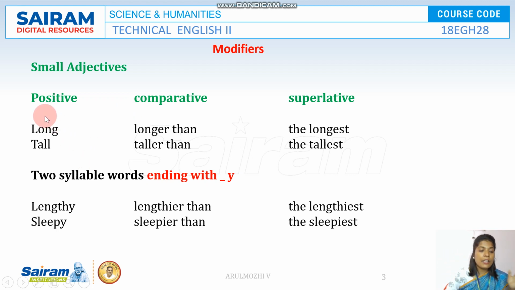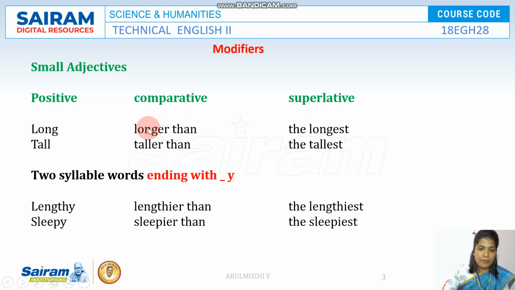So in positive degree, you merely explain. In comparative degree, you compare two groups or two individual things. And in superlative degree, you talk about the best or the extreme level of a particular degree. Take for example, long, longer than, the longest; tall, taller than, the tallest in superlative degree.